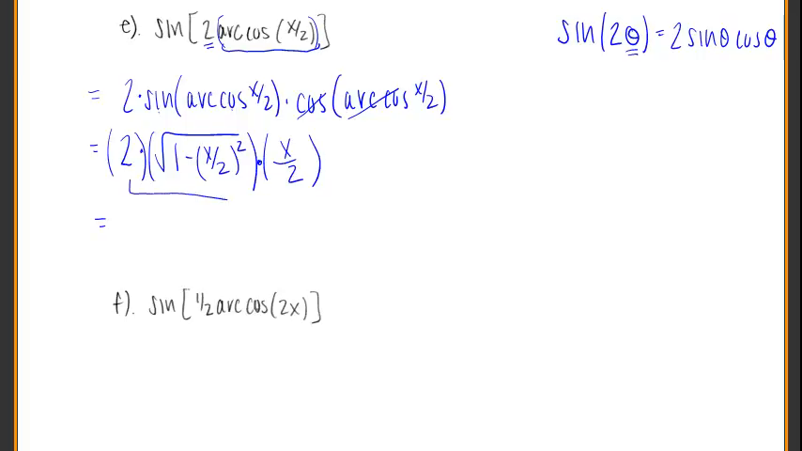Okay, why don't we group the first and third? What's 2 times a half? Well, it's 1. So I can just say x. And here in the square root, I've got 1 minus x squared over 4. So let's keep cleaning this up.